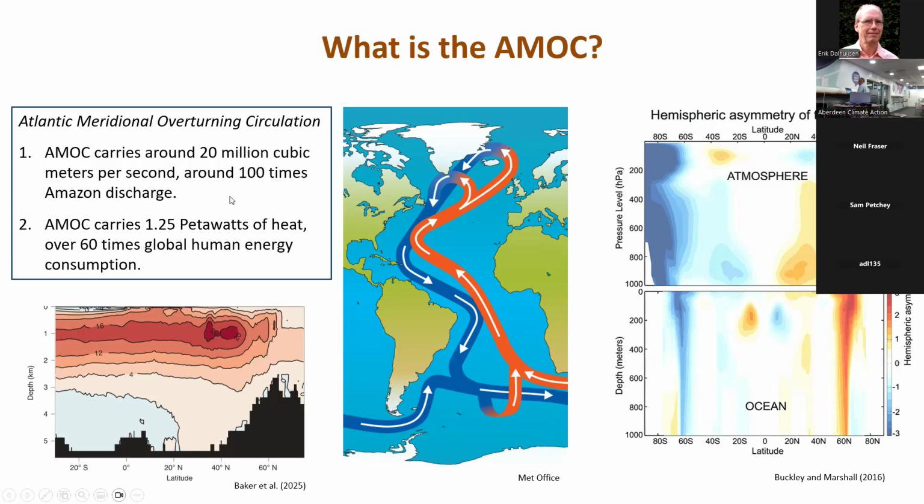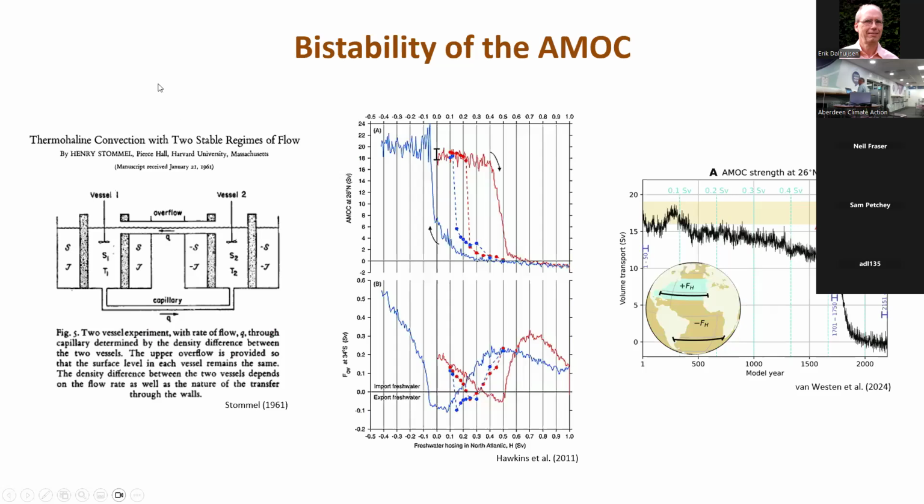So moving on to some of the dynamics of the AMOC, what makes it so interesting? It's a bistable system, and that means that given one set of external forcing, the system can exist in two stable regimes. This was first shown by Henry Stommel in a seminal paper in 1961, often referred to as the Stommel box model.